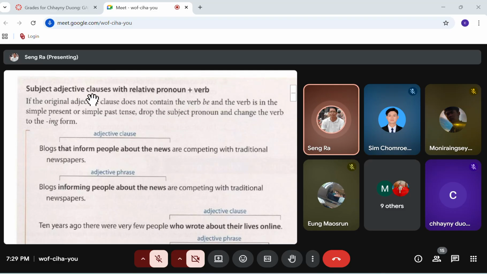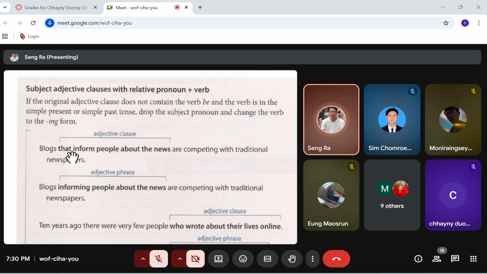Subject adjective clauses with relative pronoun plus verb. If the original adjective clause does not contain the verb be and the verb is in the present simple or past simple, drop the subject pronoun and change the verb to the ing form. You may find it difficult. I mean, the definition can be difficult, but if we look at the example, that should be easy.